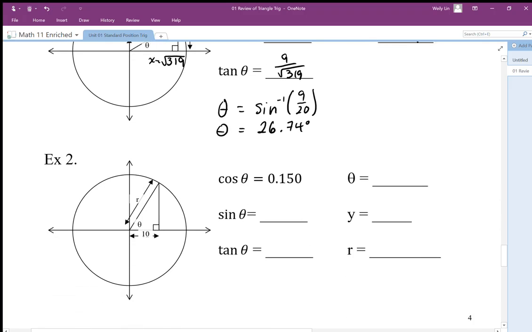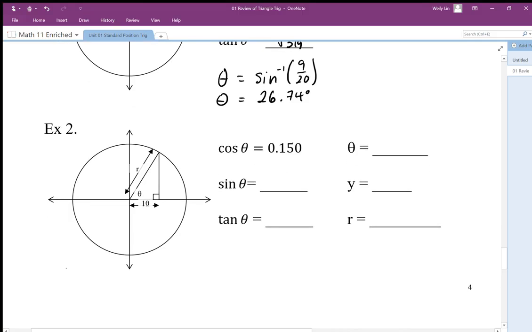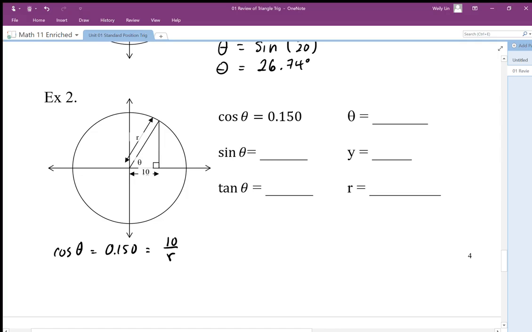All right, so here I've been given a cosine ratio, and I need to figure out the other trig parts, and I need to find out all those different parts here. So I've been given the cosine ratio of 0.15. So cosine ratio equals 0.15, and I know that's going to be the x over my radius. Well, if that's the case, then I can probably figure out my radius. So my radius is going to be equal to 10 over 0.15.